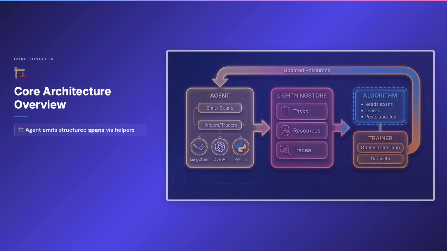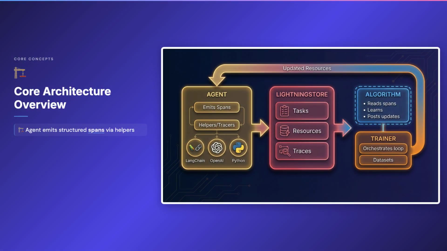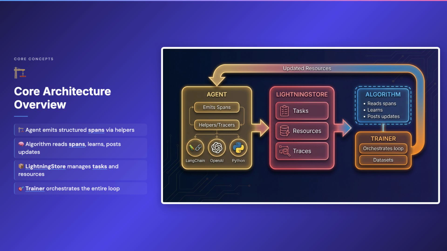The core architecture of Agent Lightning has 4 key parts. First, your agent emits structured spans via lightweight helpers or tracers. These flow into the Lightning Store, a central hub managing tasks, resources, and traces. Then the algorithm reads these spans, learns from them, and posts updated resources like refined prompts or policy weights. Finally, the trainer orchestrates the entire training loop, coordinating datasets, resources, and inference updates.